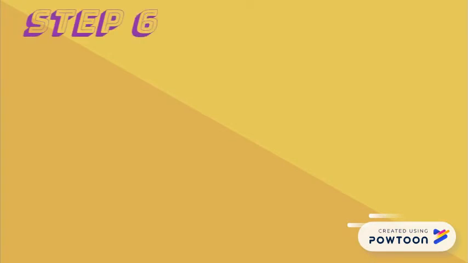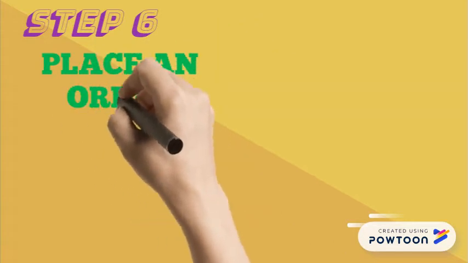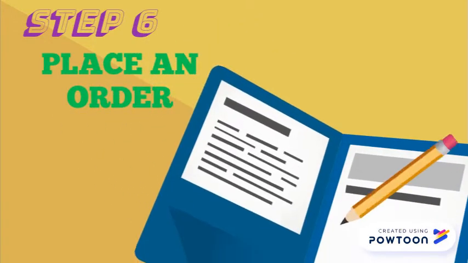Step 6 is place an order. At this stage in the purchasing cycle, the order is placed and this becomes a contract between the business and the supplier.